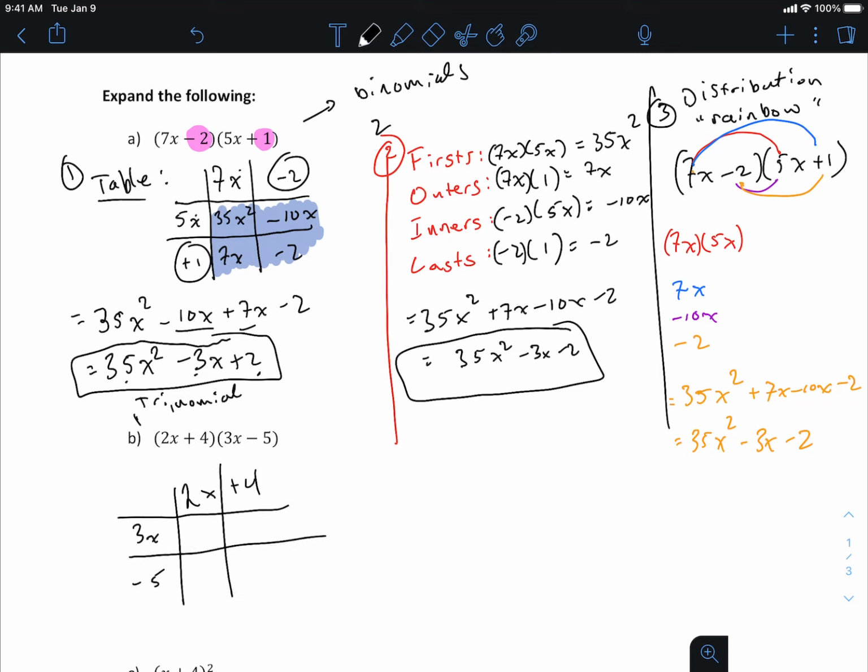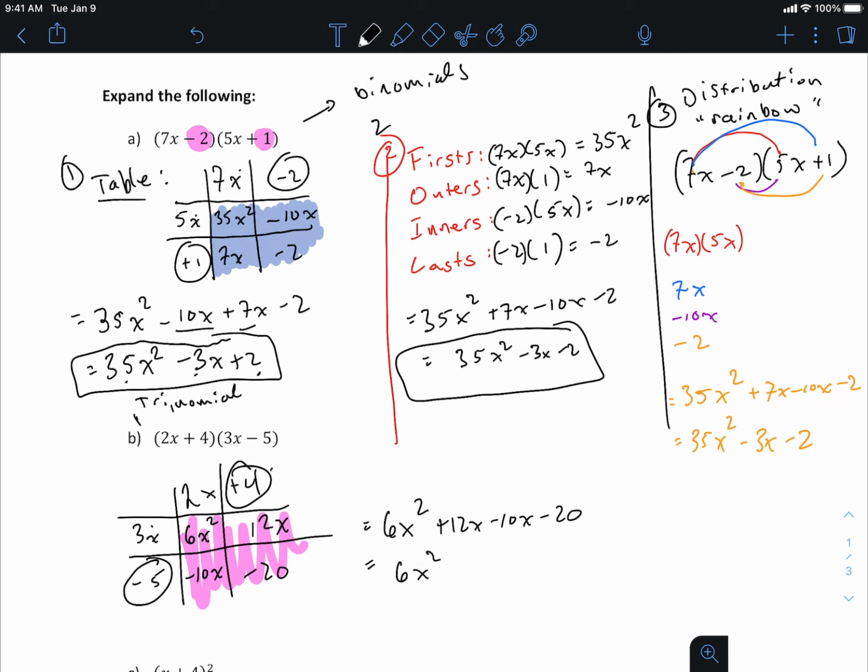Fill in the table. 3x times 2x is 6x squared. 3x times 4 is 12x. Negative 5 times 2x is going to be negative 10x. And then negative 5 times 4 is going to be negative 20. Right? Write out your inside, or your area. We're going to write out the area: 6x squared plus 12x minus 10x minus 20. Done.